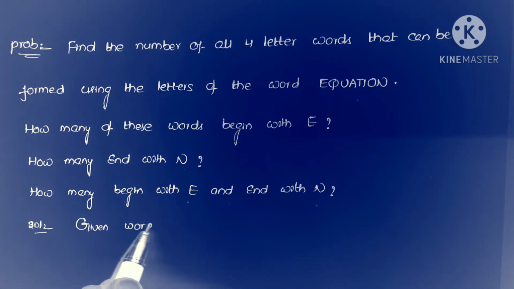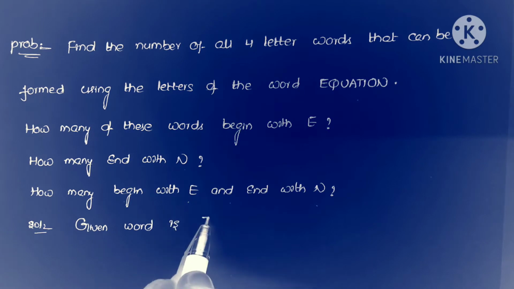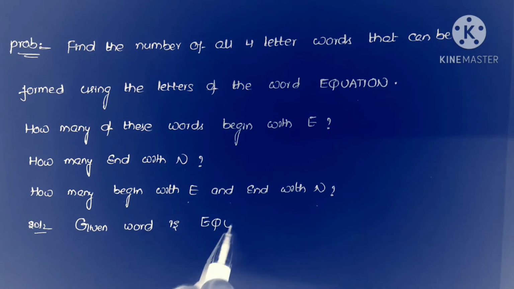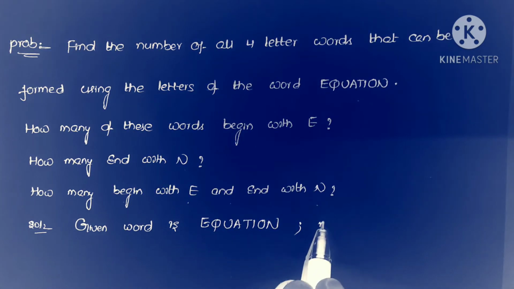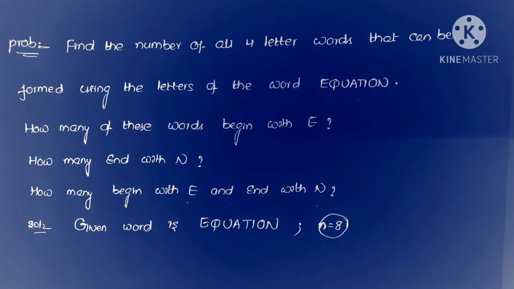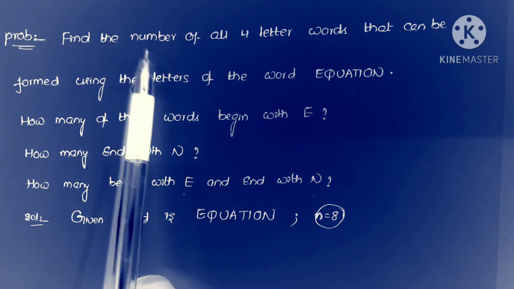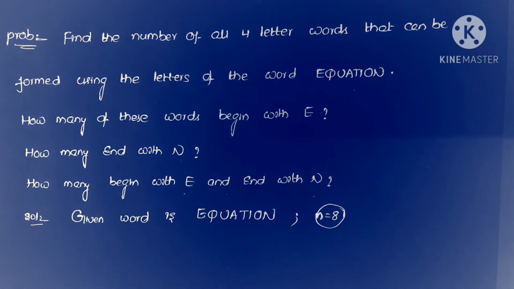First here I write the given word. Given word is EQUATION. So in the given word we have 8 letters: 1, 2, 3, 4, 5, 6, 7, 8. That is, here we take n equals 8, the value of n is equal to 8. And the question is, find the number of 4-letter words. That is, we are taking 4-letter words from the 8 letters. That can be done in 8P4 ways.